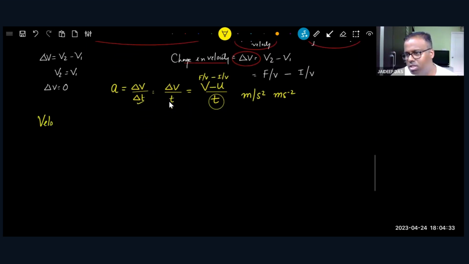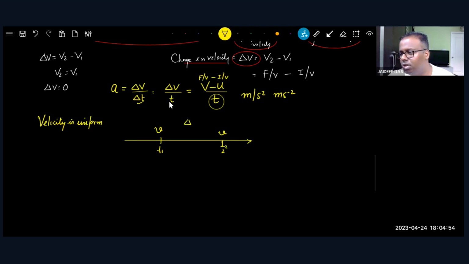if velocity is uniform, that means if I take a time chart and I take a time t1 and a time t2, my velocity here was v, it should be v here also. Uniform velocity, right? So what is the delta v out here? 0. If delta v is 0, then what is a? Delta v by t, 0. In a uniform velocity, there is no acceleration.